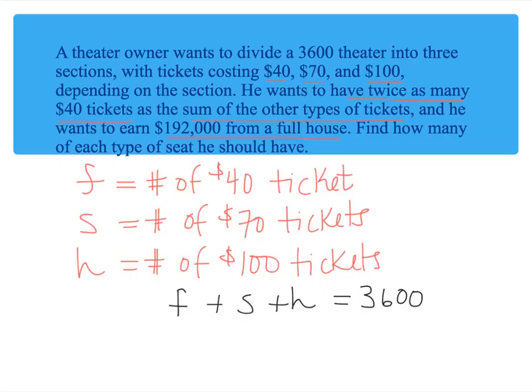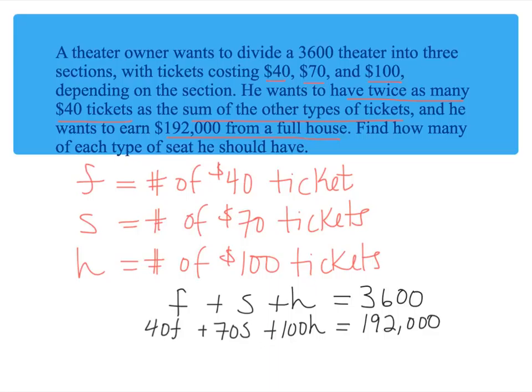First of all, we know that there's 3,600 seats in this theater. So the number of $40 tickets plus the number of $70 tickets plus the number of $100 tickets should be 3,600. Since we know how much he wants to earn from a full house, we can put that information together with the cost of the tickets. So that gives us 40F plus 70S plus 100H equals $192,000.